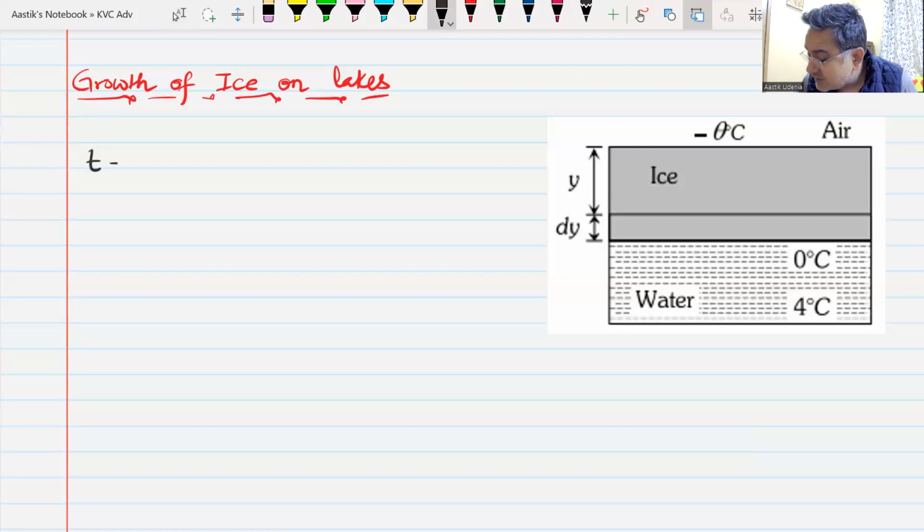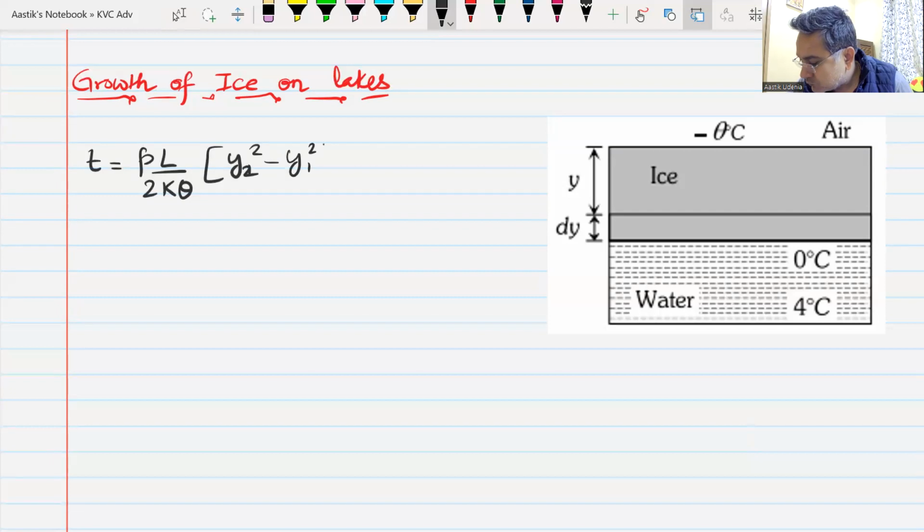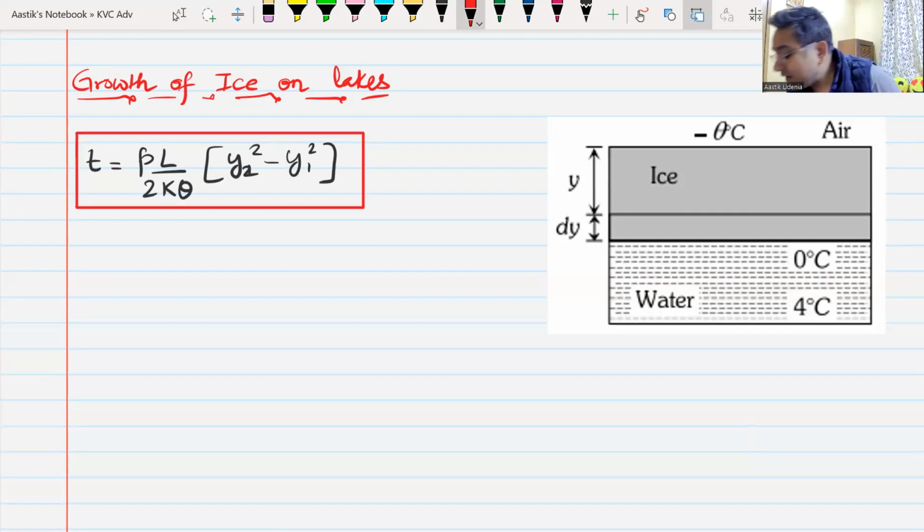I will just tell you the time it takes to change the layer from y1 to y2. This is the time it will take for the layer of ice to change its thickness from y1 to y2. Here you must remember what the terms stand for.